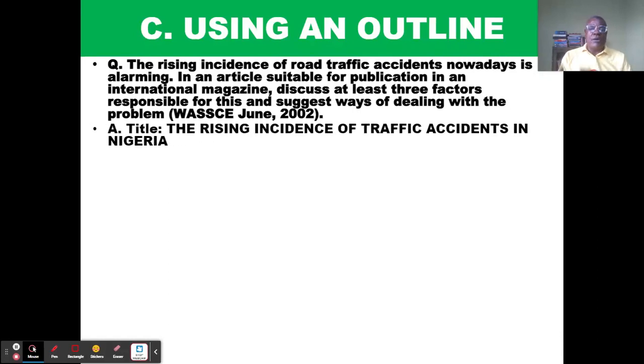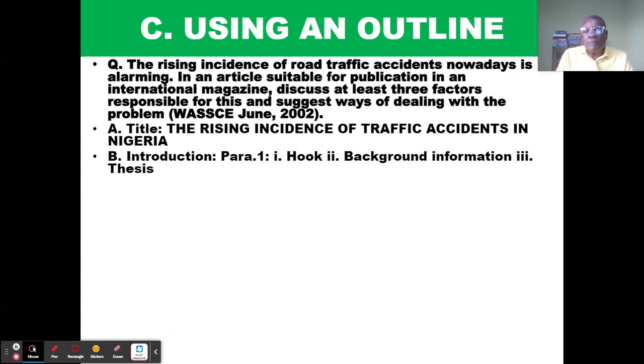Now, this is how your outline should look. Your title should be given in capital letters: the rising incidence of traffic accidents in Nigeria. Then B, introduction, and then your paragraph 1, you should have a hook. The hook is the opening sentence that should grab the reader's attention. Then you have the background information that forms the subject matter, and then the thesis, okay?